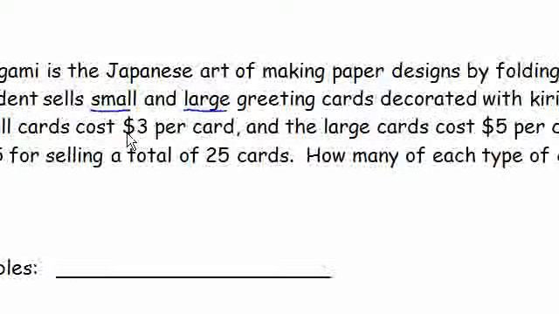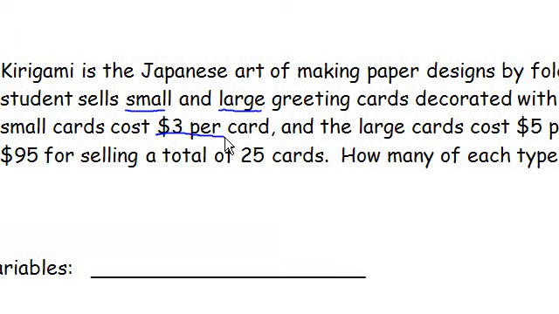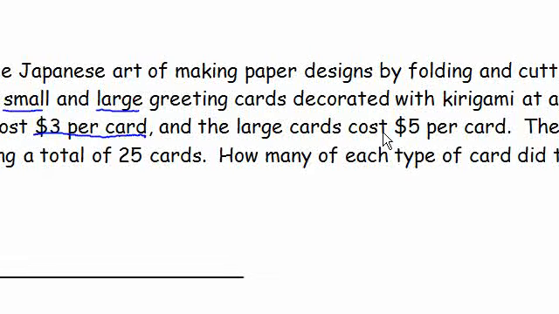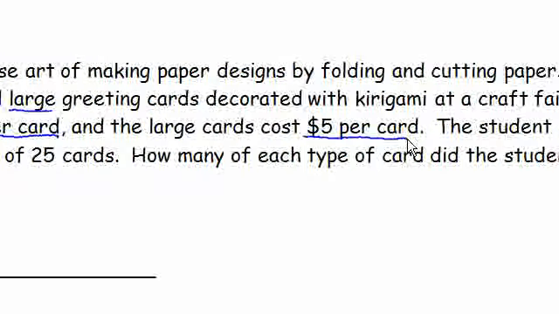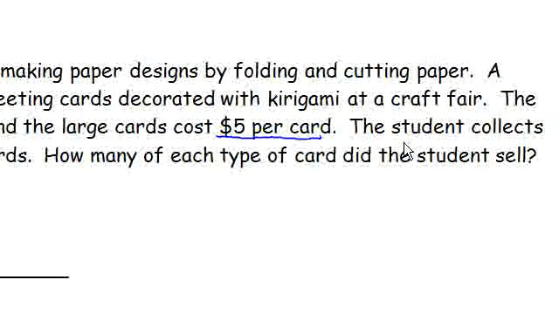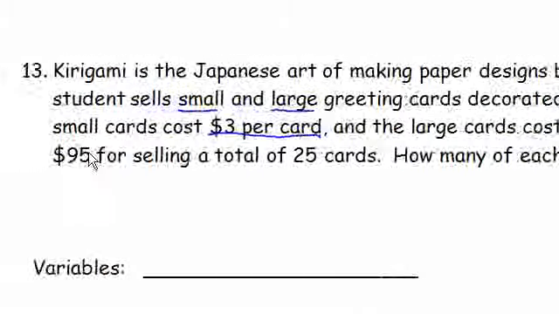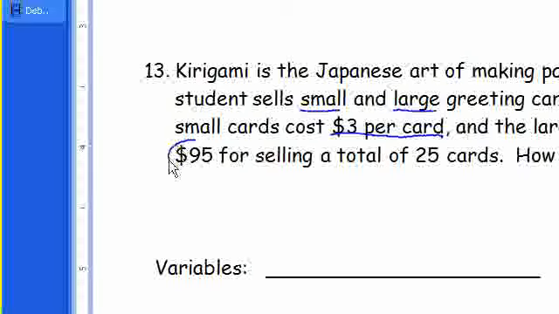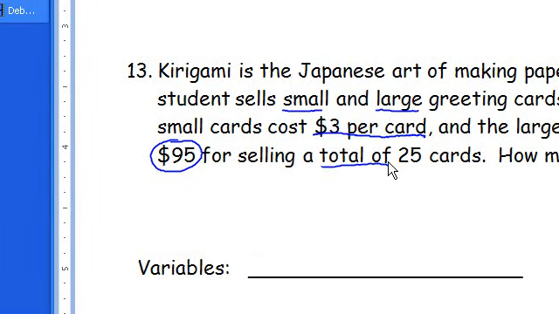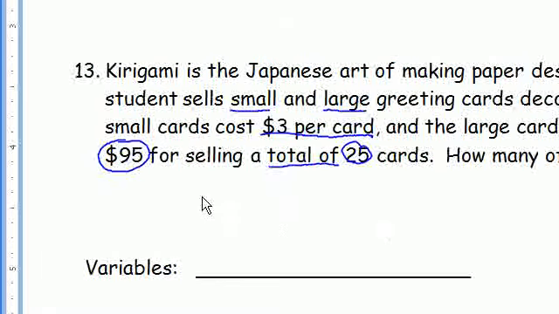The small cards cost $3 per card. Per card. That's a rate. That's a rate of change. And the large cards cost $5 per card. There's another rate. The student collects a total of $95 for selling a total of 25 cards. So notice we have two rates and two totals.